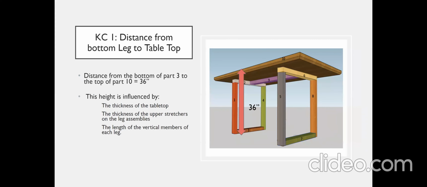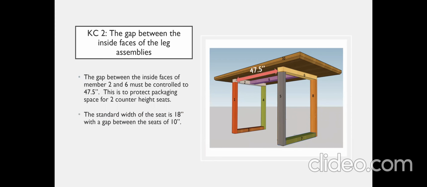So first, our KC1 is between the top of the table and the bottom of part 3. And this is to ensure that it meets the same height as everything else within the kitchen. And so things that are important for this is the thickness of the table, the thickness of the upper stretchers, and the length of the vertical members.